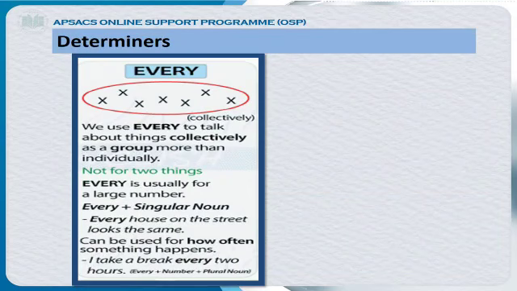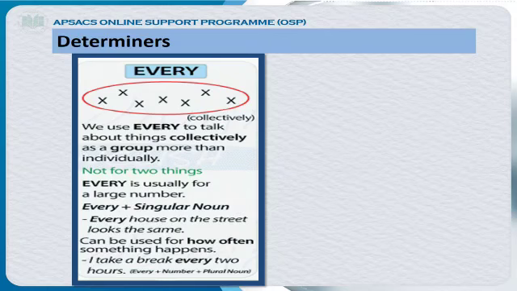Now let's talk about every. Every refers to all in one, collectively. We use every to talk about things collectively as a group more than individually. It is not used for two things. It means a large number and is used with a singular noun. For example, every house on the street looks the same.